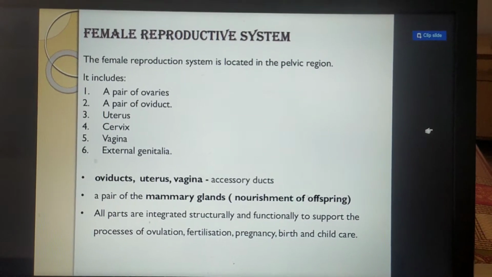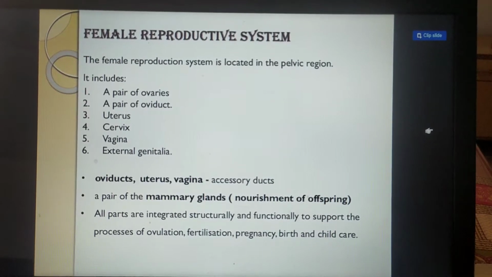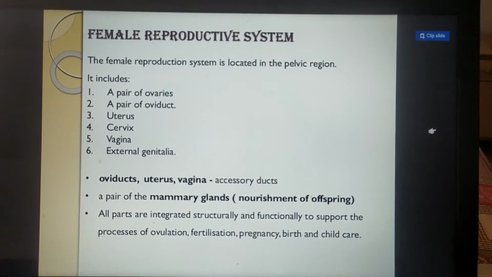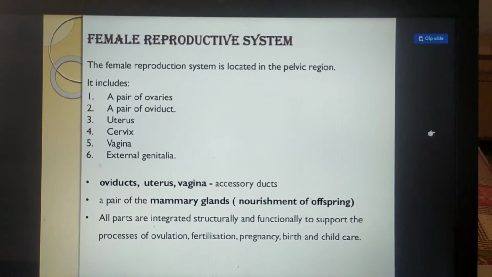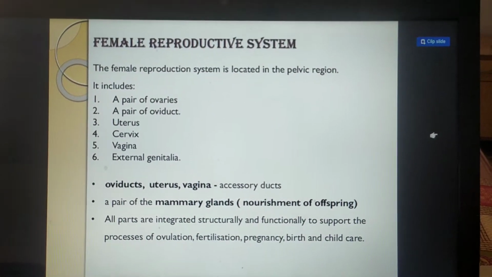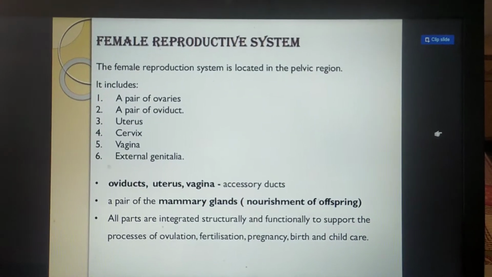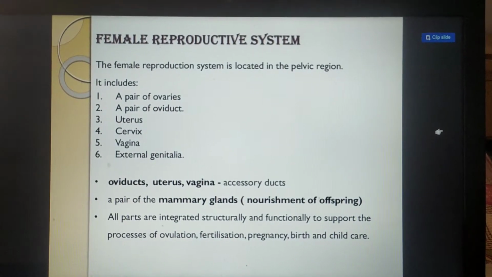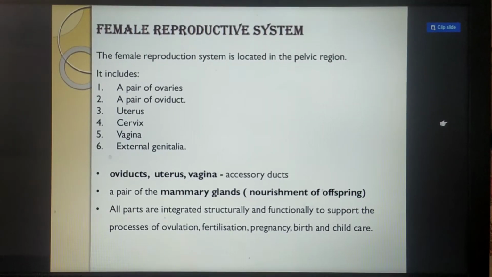Good morning, students. Now in this session we will see the female reproductive system. In the last session we have completed the male reproductive system. This female reproductive system is located in the pelvic region. It includes a pair of ovaries, a pair of oviducts, uterus, cervix, vagina and the external genitalia.